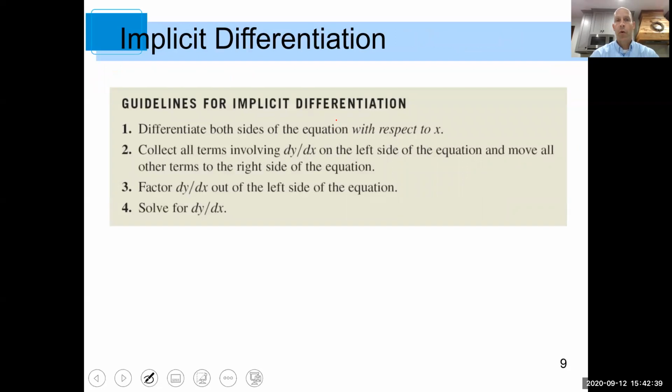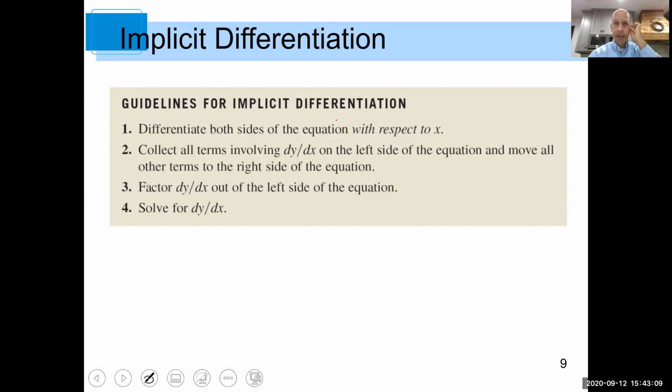Here are some rules for implicit differentiation. Number one, differentiate. This is when we have an equation, which is what we've done so far pretty much. Differentiate both sides of an equation with respect to x. Collect all terms involving dy/dx to the left-hand side of the equation. Move all the other terms to the right side. Factor out the dy/dx on the left side of the equation, and then solve for dy/dx. And I'm going to do 2 examples of that, and then that'll wrap up the day.